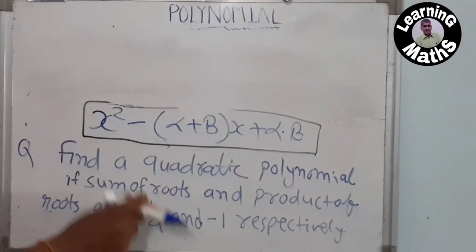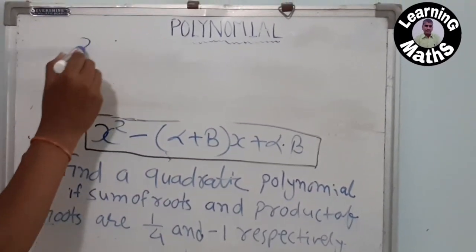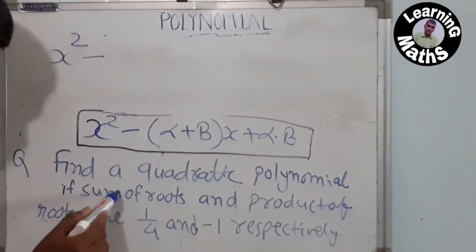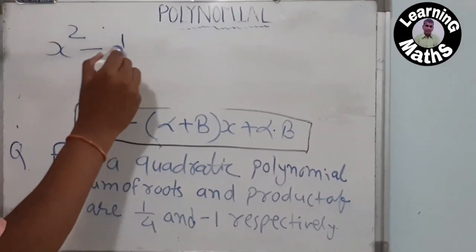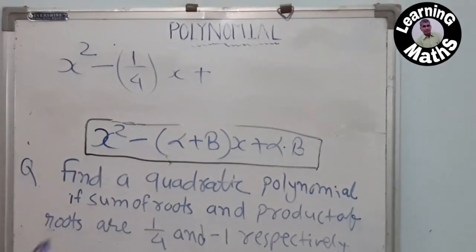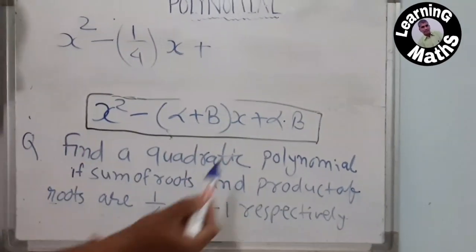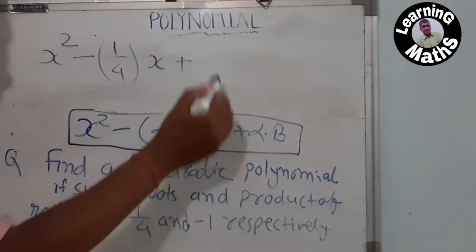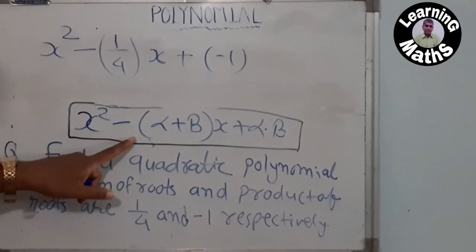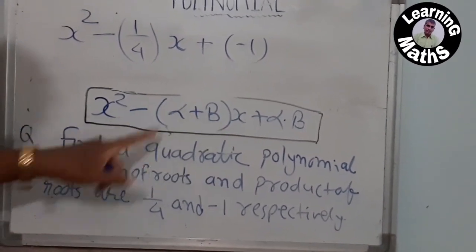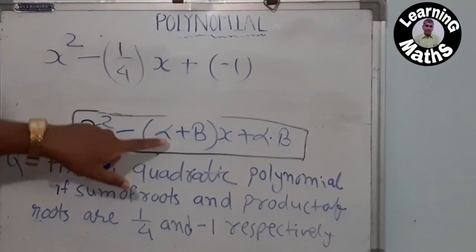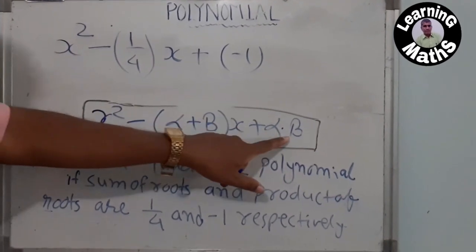Alpha plus beta is 1 by 4. So our solution will be x square minus alpha plus beta, the sum of roots. Here the sum of roots is 1 by 4, 1 by 4 into x, plus the product of the roots. What is the product? Minus 1. Minus 1. X square minus alpha plus beta, the sum of roots, is given as 1 by 4. Put the value of alpha plus beta here; the sum of roots is given and the product of roots is also given.